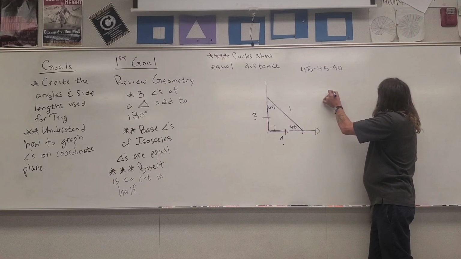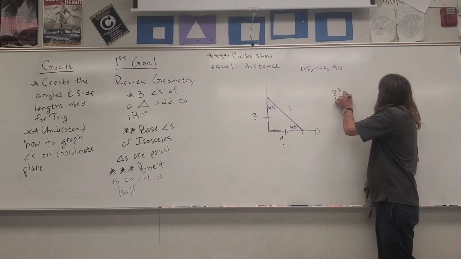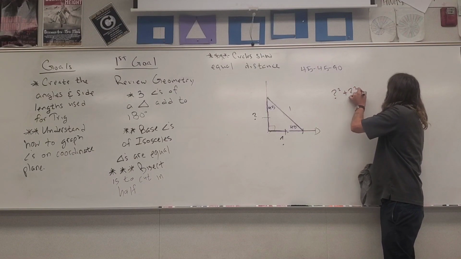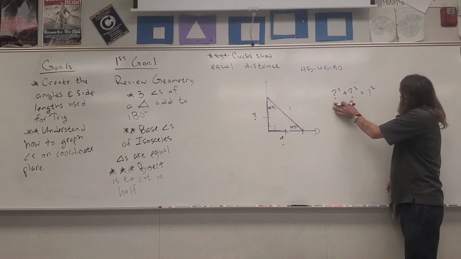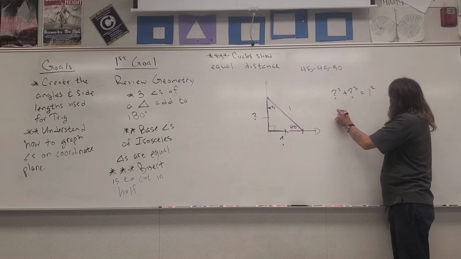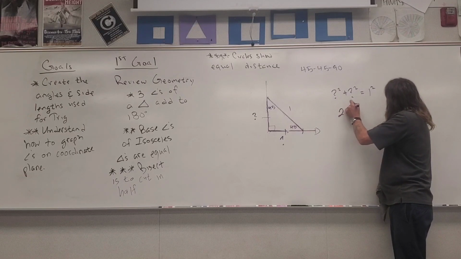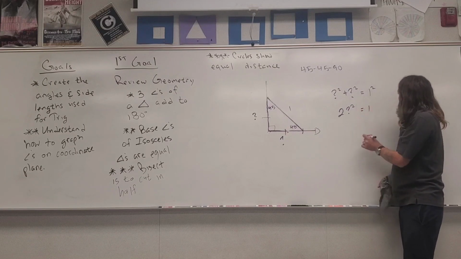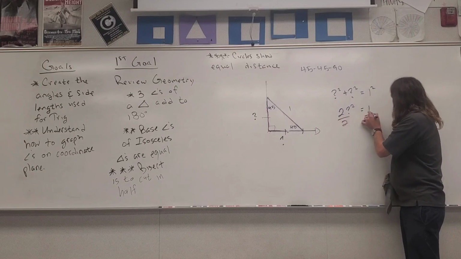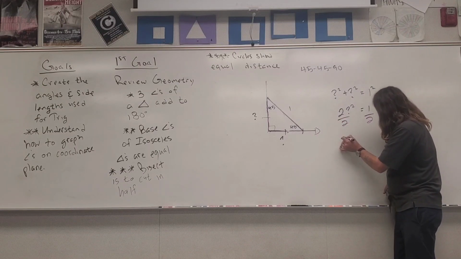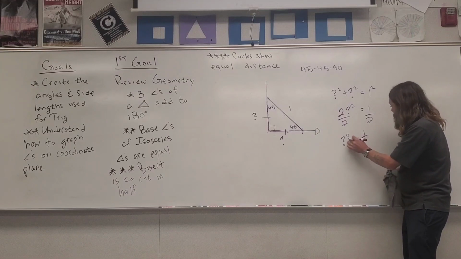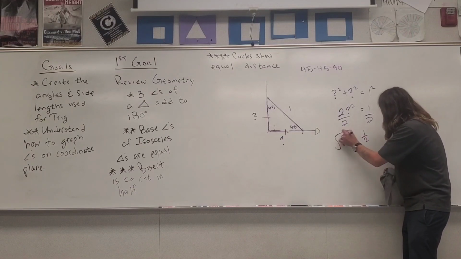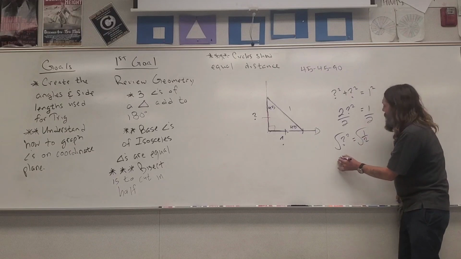So I have the length I don't know squared plus the length I don't know squared, and that's equal to the length of 1 squared. Well, I have two I don't know lengths squared, and that's equal to 1. I divide away the 2, and the length I don't know squared is equal to 1/2. Square root both sides.